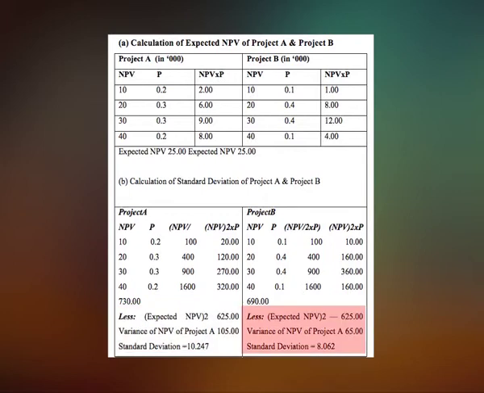Similarly, for project B, NPV 10, 20, 30, 40, then probabilities 0.1, 0.4, 0.4, 0.1. NPV squared is 100, 400, 900, 1600. Then the last column, NPV squared multiplied by P, is equal to 10, 160, 360, 160. The total is equal to 690, less expected NPV squared, 625. The variance of NPV of project B is 65 and standard deviation is 8.062.